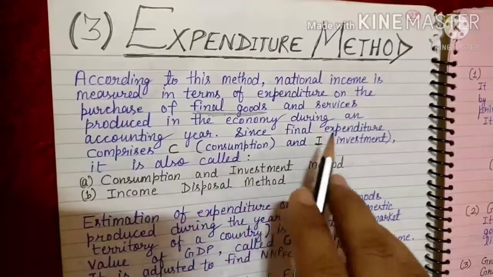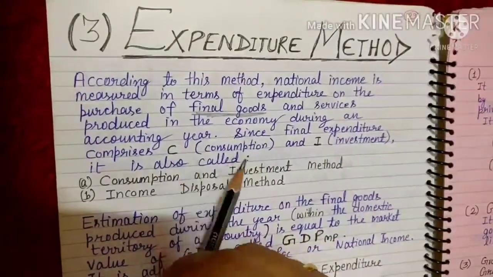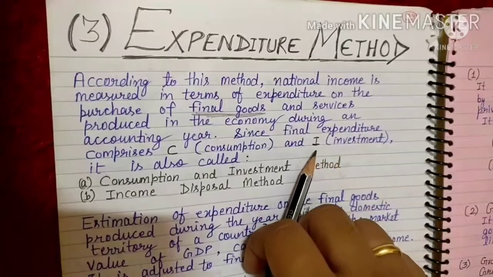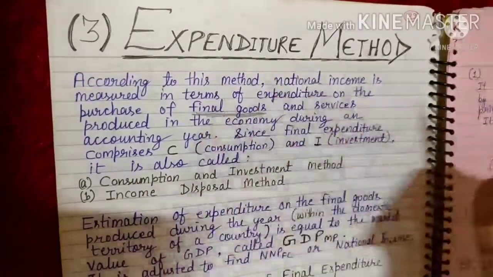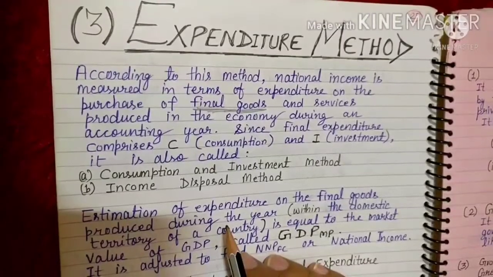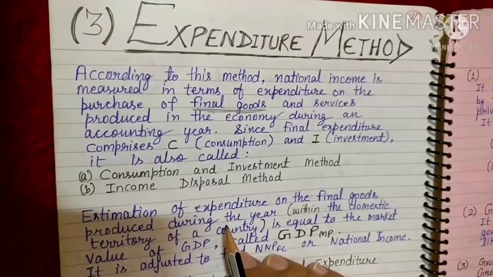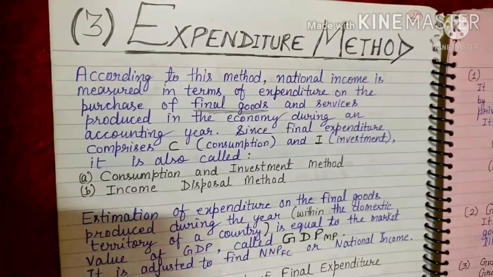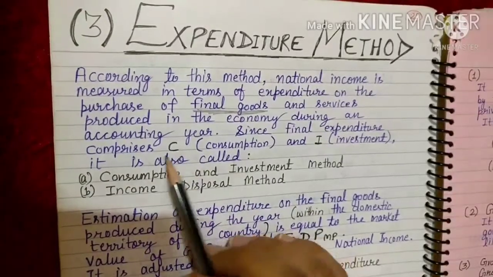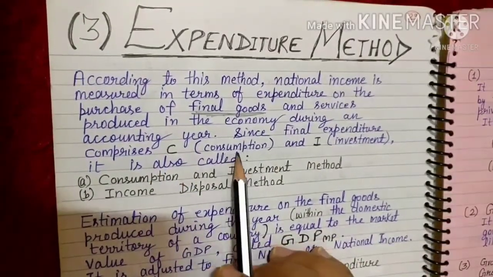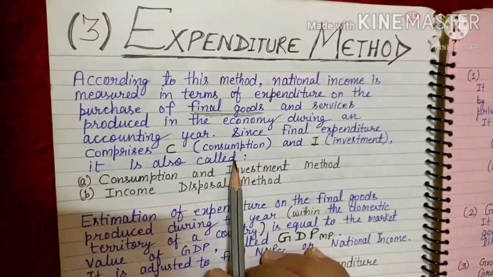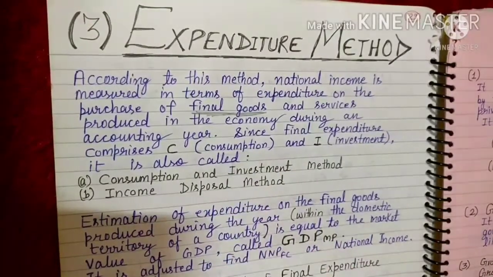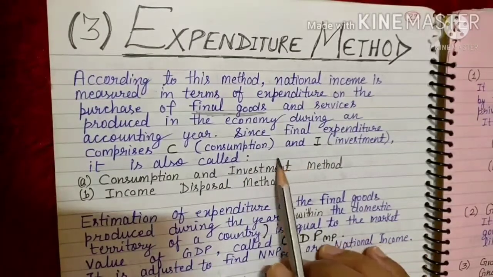Since final expenditure comprises C, meaning consumption, and I, meaning investment. When we are doing final expenditure, some expenditure we do to consume things, like purchasing items related to food, like Maggi. I am going to consume that Maggi. That is called consumption expenditure, because I am purchasing Maggi to consume it. Once I consume that Maggi, it is over, it is finished.